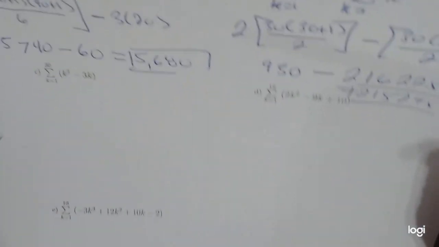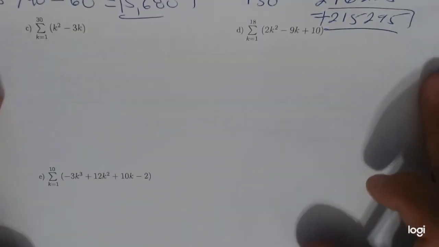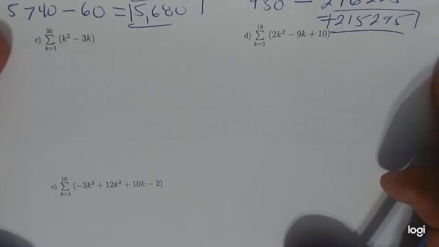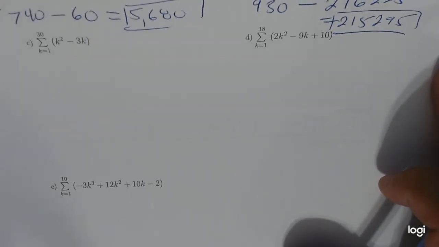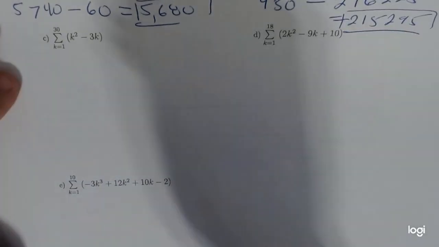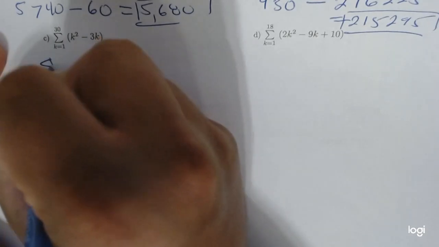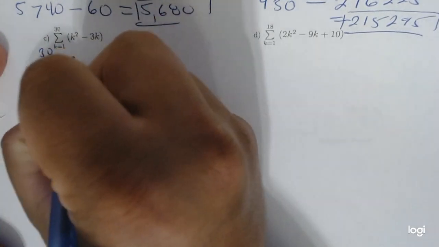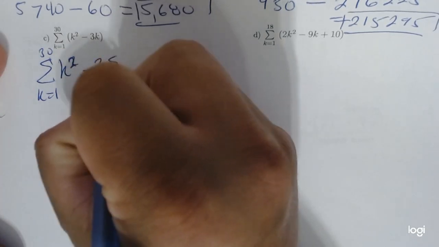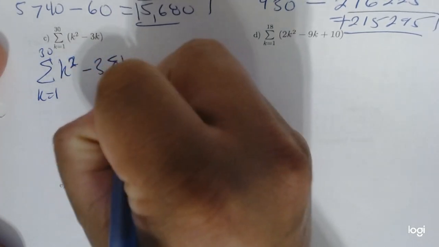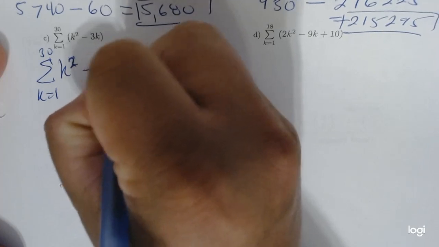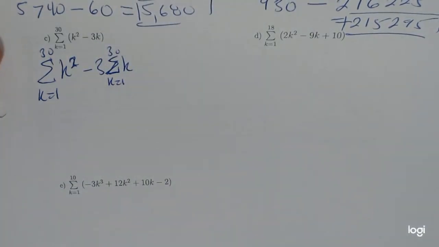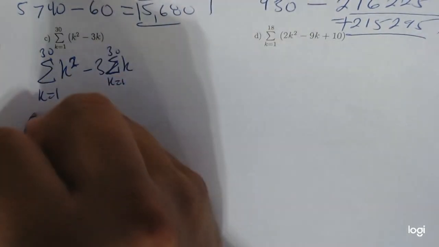Okay, why don't you guys try the next 3? Just quickly pause the video. So 3, 2, 1, pause, and try it out. All right, hopefully you guys tried these out. I'm going to go a little quicker this time. Again, I'm just going to break it down. So k squared, so it's 30.